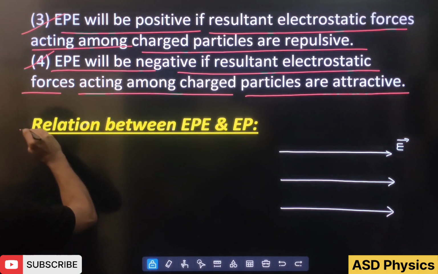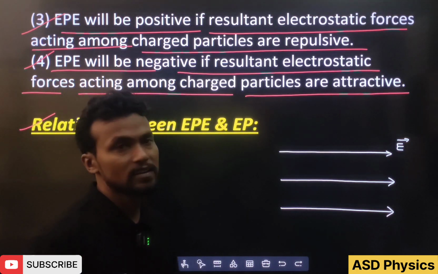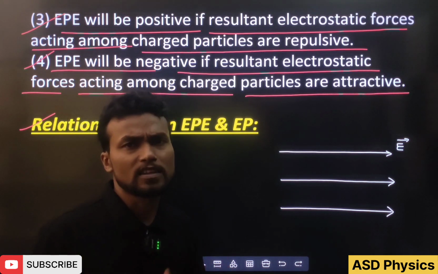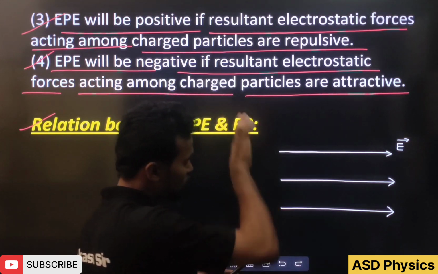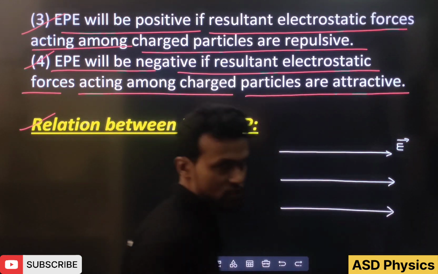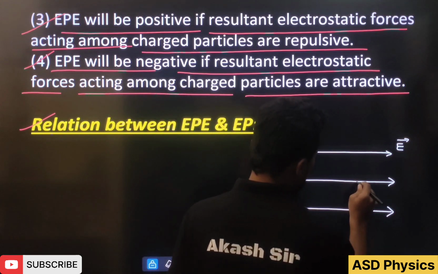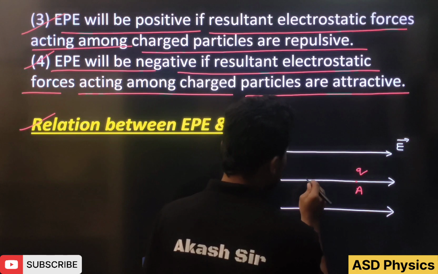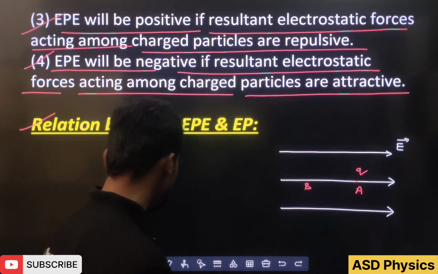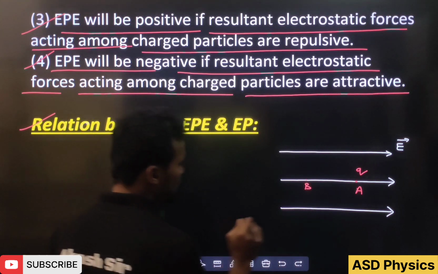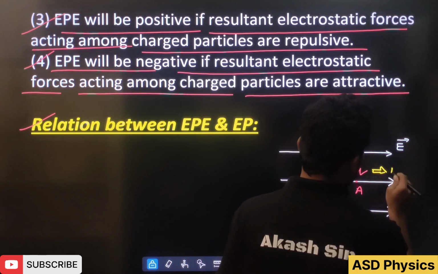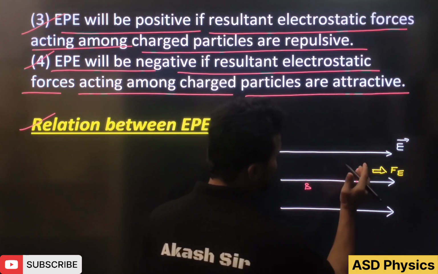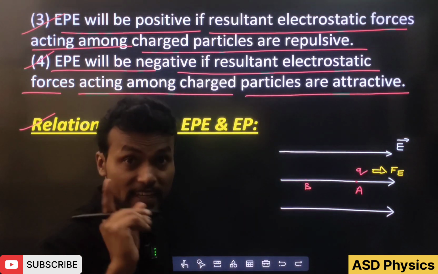Okay, now the relation between EPE and electric potential. EPE means electrostatic potential energy and EP means electric potential here. So say here, due to some charge configuration, there is an electric field in this direction. Now what are we going to do? We are going to move one charged particle from point A to point B. Now think very well about this charged particle. You know very well the positive charged particle always experiences electrostatic force in the direction of the field. But we want to move the charged particle from point A to point B against the electrostatic force.